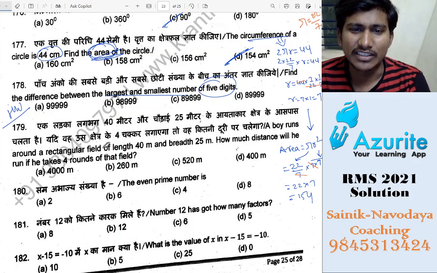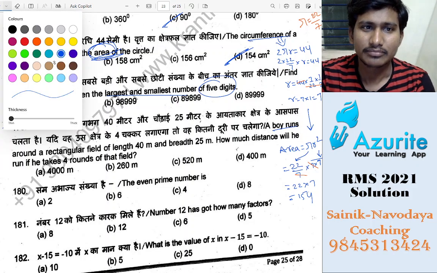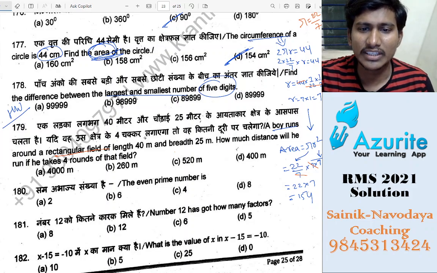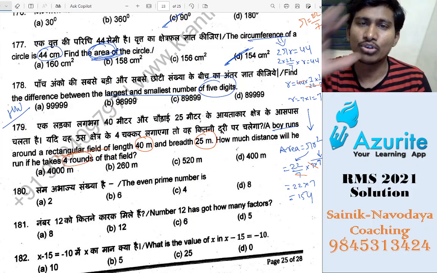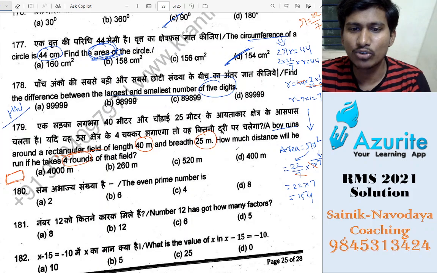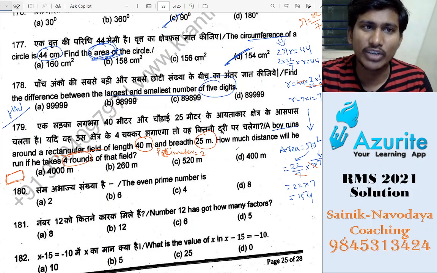Now 179. So what is here? A boy runs around a rectangular field of length 40 meter and breadth 25 meter. How much distance will he cover if he takes 4 rounds? We know he is running, so he will be running on the perimeter. Perimeter, how do we find? Perimeter of a rectangle is 2 times length plus breadth.